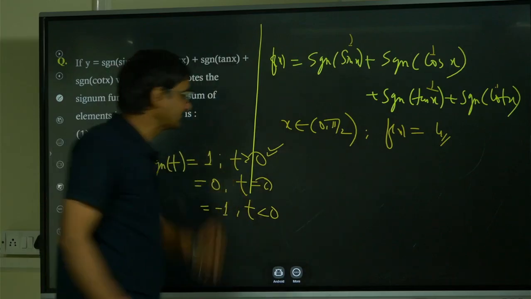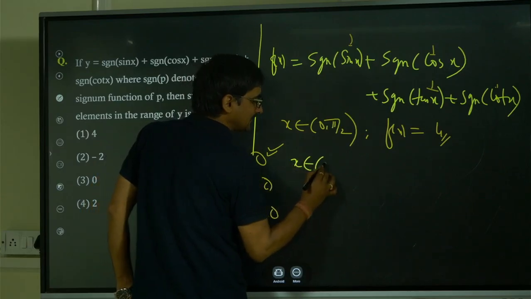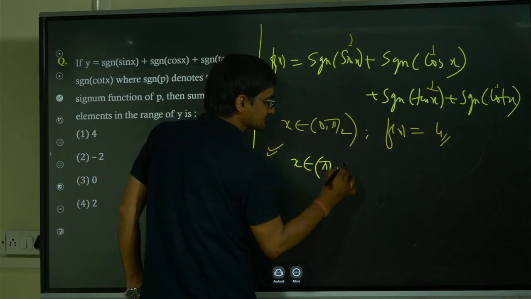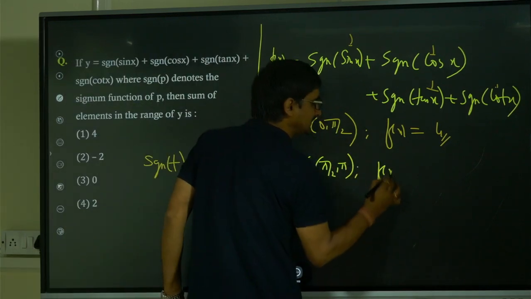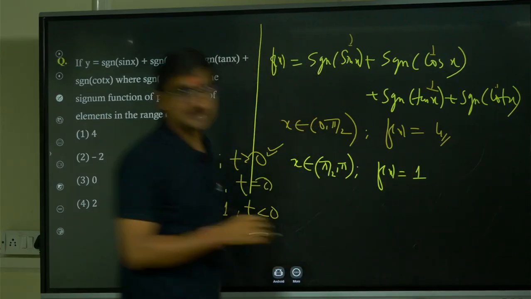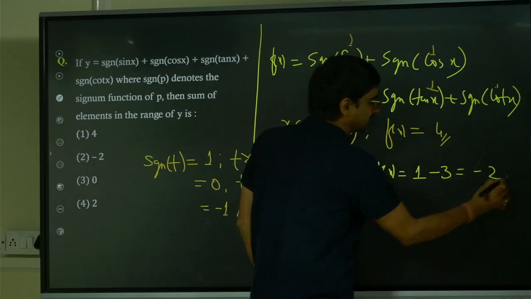Now let's go to the second quadrant. Let's do it quadrant wise and see what we get. Pi by 2 to pi. Now in the second quadrant, sine is positive, so that gives 1. The rest 3 are negative. Cos is negative, yeah. So f of x is minus 2.